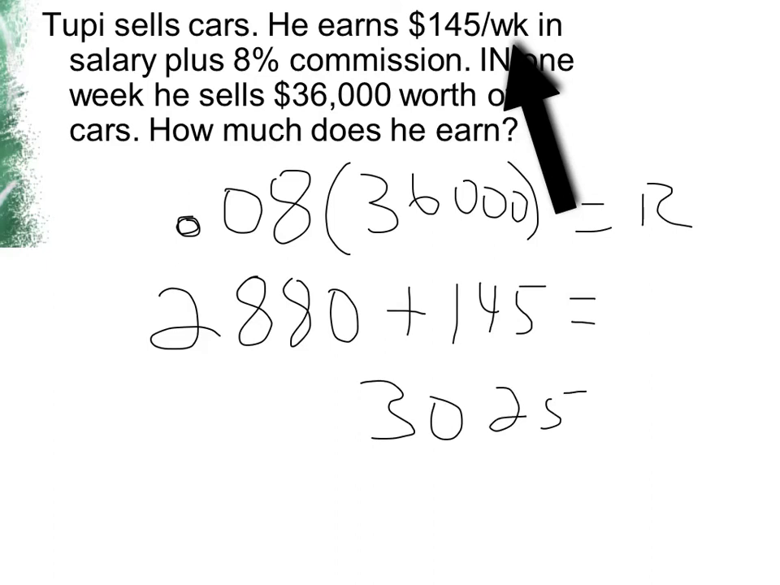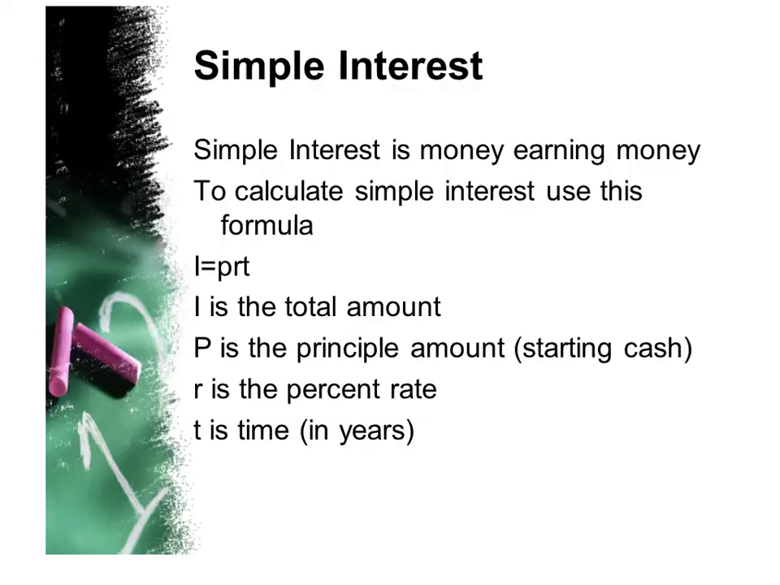Let's take a look at something else. In your foldable, you saw this formula as well, the simple interest formula. It is I equals PRT. I is the total amount, P is the principal amount, which is your starting cash, R is the percent rate as a decimal, and T is time in years.